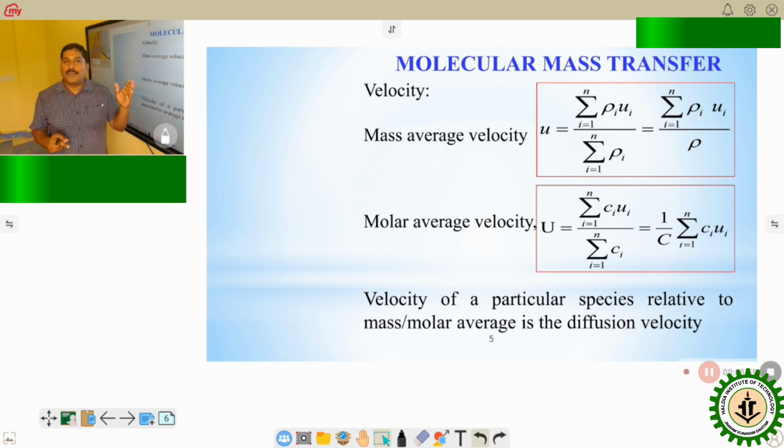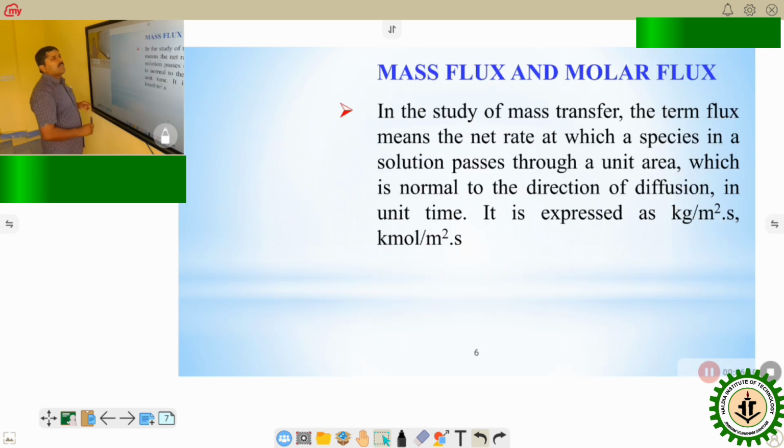Here your summation of i equal to 1 to n C_i is nothing but the total concentration of the solution. We can write that as 1 by C into summation of i equal to 1 to n C_i u_i. Those things are already known to you. Just for the recording purpose, we are presenting here.